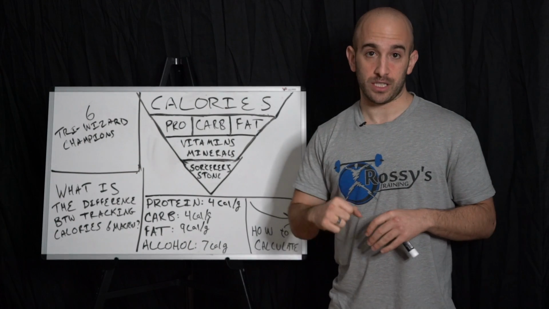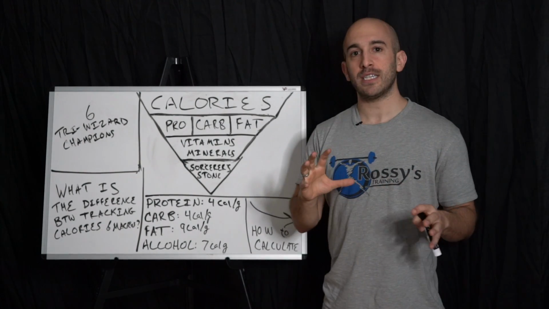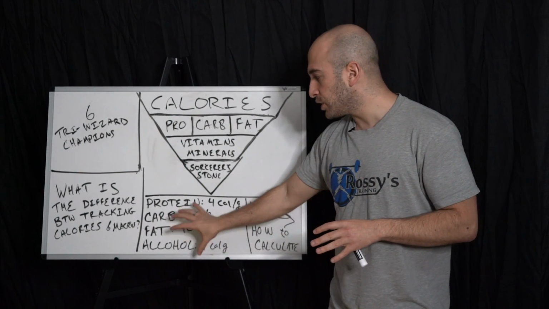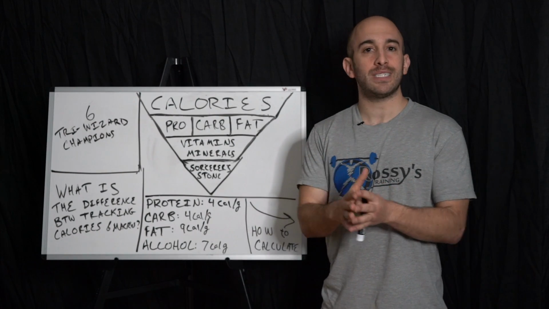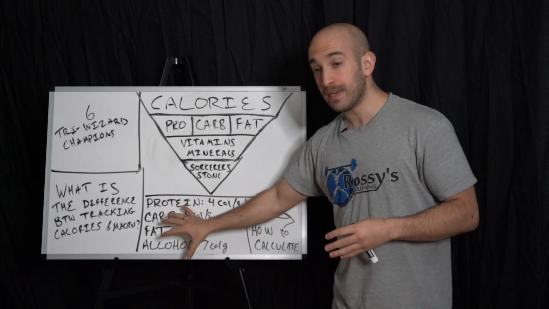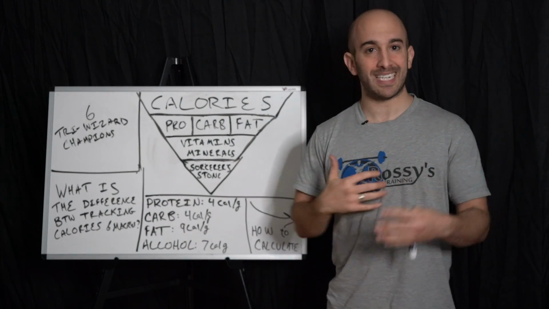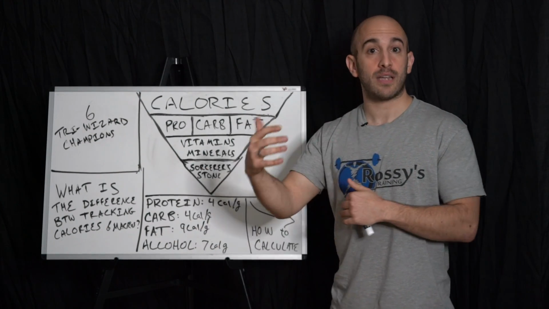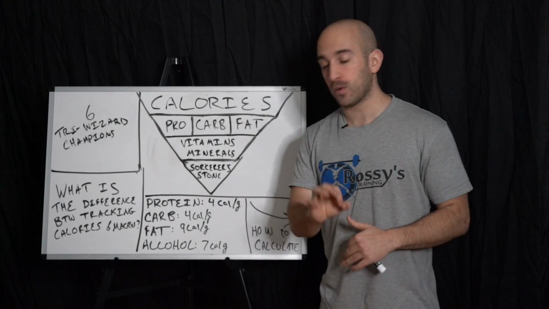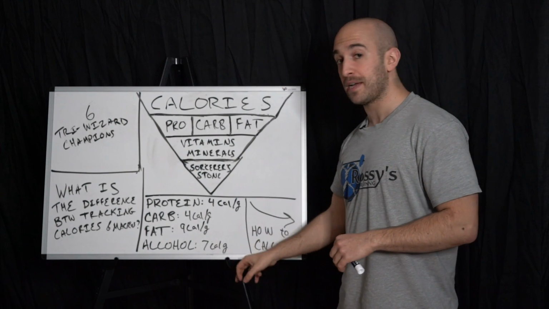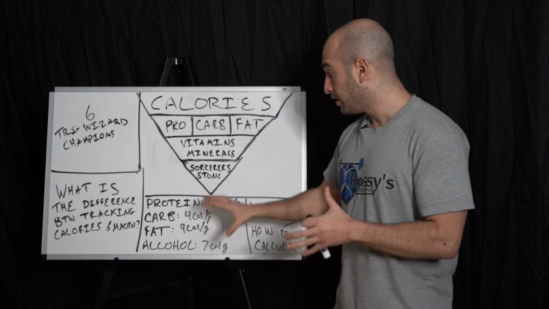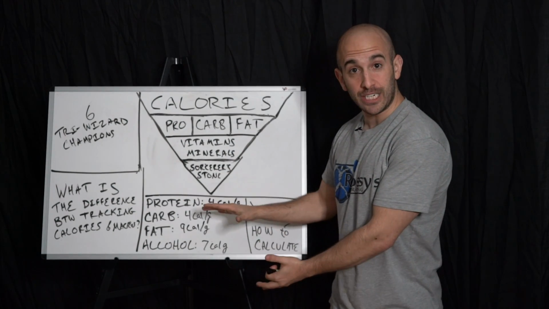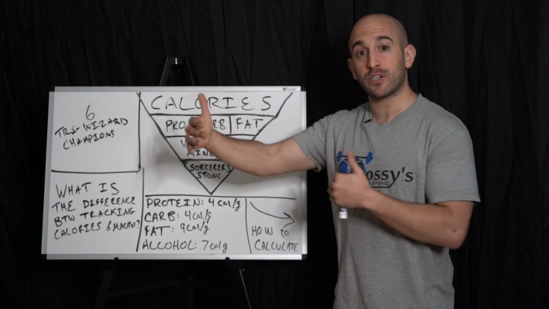Alcohol is 7 calories per gram. It's important to understand this because it's not the usual macronutrient. The reason we don't really see alcohol paired with the other macronutrients is because it's not essential. You don't need it to live. But when you're calculating your calories and you're looking online for how many calories are in a certain drink, it's important to understand that you have 7 calories per gram in alcohol. This is where we get the basic foundation for how many calories each macronutrient has.